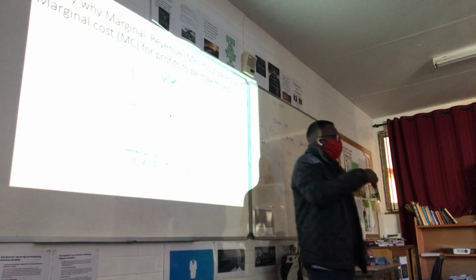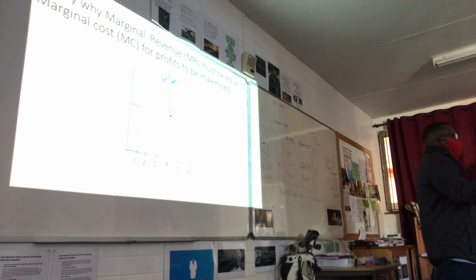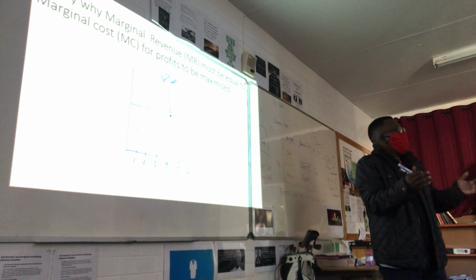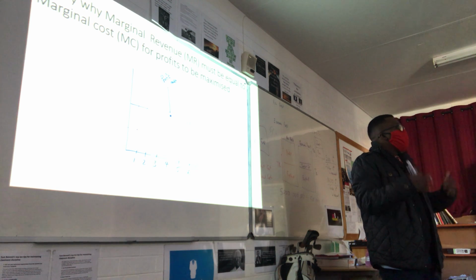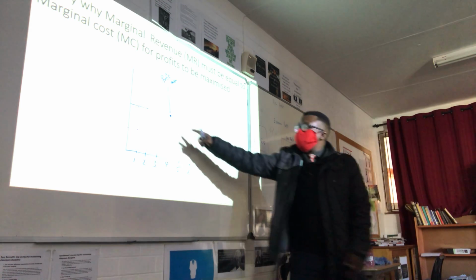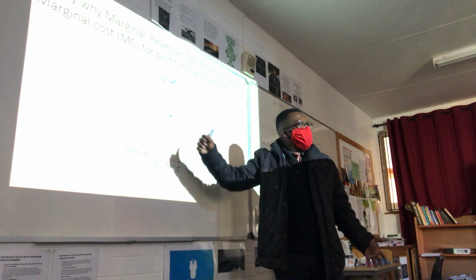When we work out economic profit, that's when you're making excessive profit, over and above what profit you're supposed to make. Let's say the company had targeted to make 10 million rand a year, and they make 200 million rand a year. That's economic profit. Normal profit would have been them making 10 million rand a year. So at this point, this would be our normal profit.